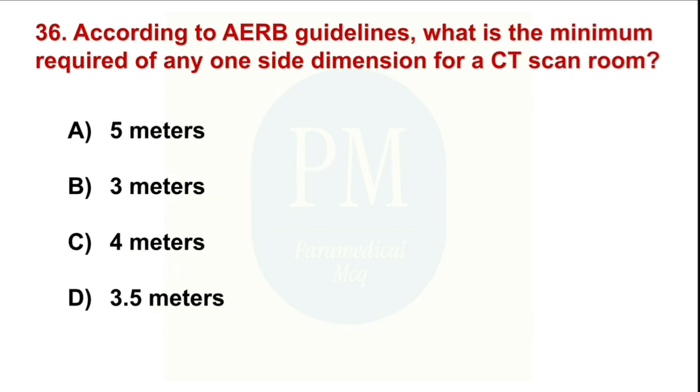According to AERB guidelines, what is the minimum required length of any one side dimension for a CT scan room? Option A, 5 meters. Option B, 3 meters. Option C, 4 meters. Option D, 3.5 meters. The correct option is option C, 4 meters.